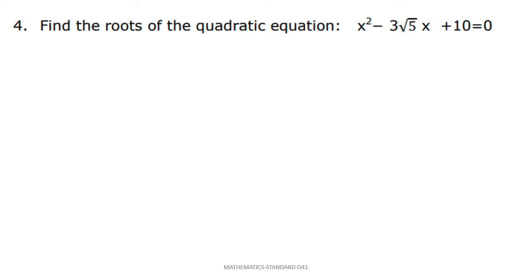This one is a very easy one. Find the roots of the quadratic equation x squared minus 3 root 5x plus 10 equal to 0. This one you can do in two ways. First, you can find b squared minus 4ac separately, or you can directly substitute in the formula. So let me do it the direct way, which will save our time.